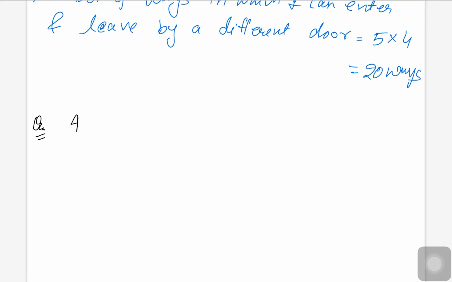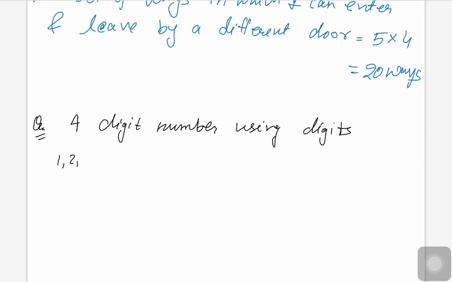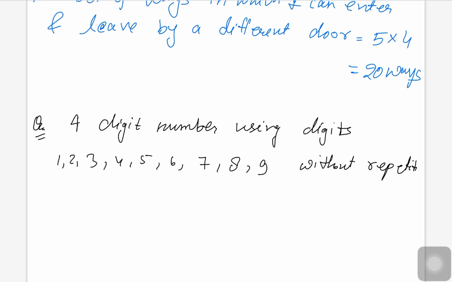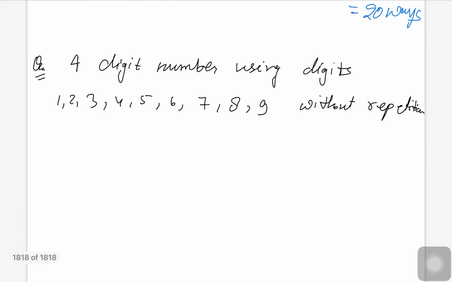Let us say that I have to make a 4-digit number using digits 1 2 3 4 5 6 7 8 9 without repetition. What does it mean without repetition? Without repetition means I cannot use any number more than once. So I cannot use 1 two times or 2 two times, or anything three times. So I have to make a 4-digit number.